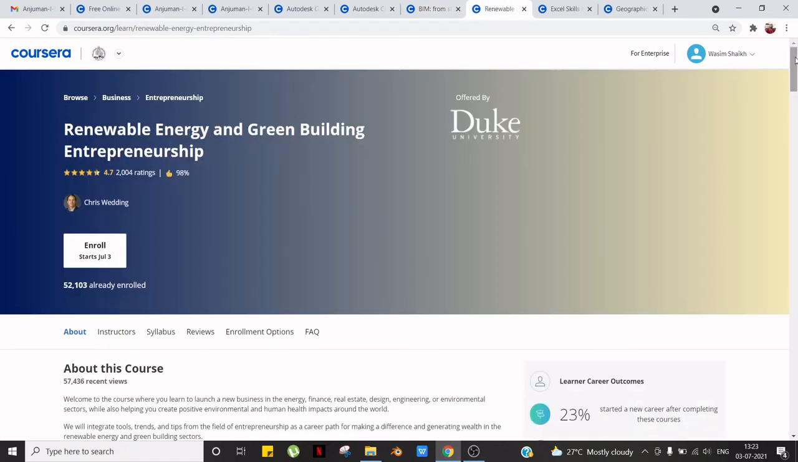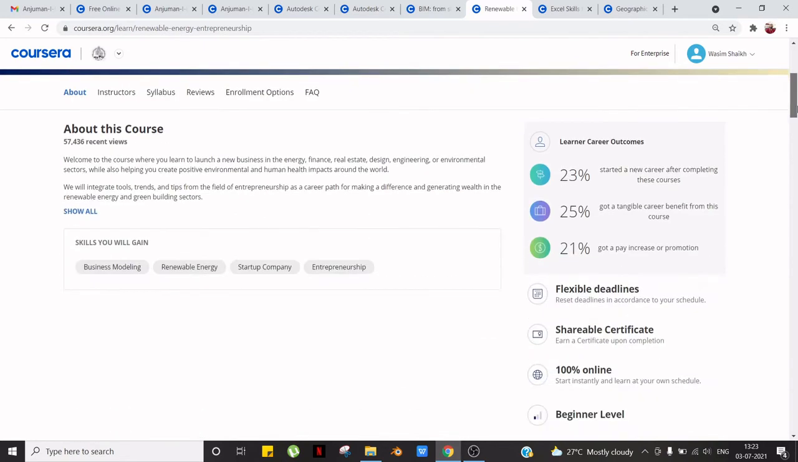Okay, the next course is quite a good course, which is offered by Duke University. It is Renewable Energy and Green Building Entrepreneurship. This course is basically for those who are interested in business modeling, starting their own company or small startup in the field of green building. So this course is quite good for those students.